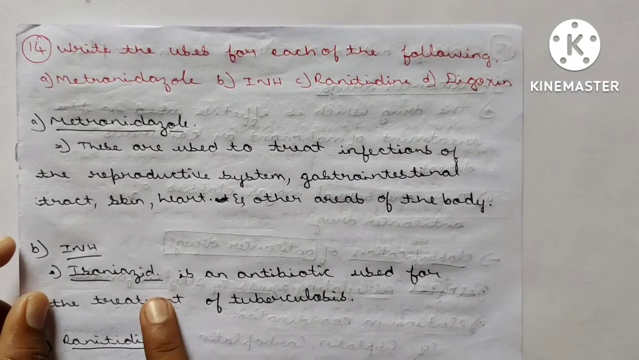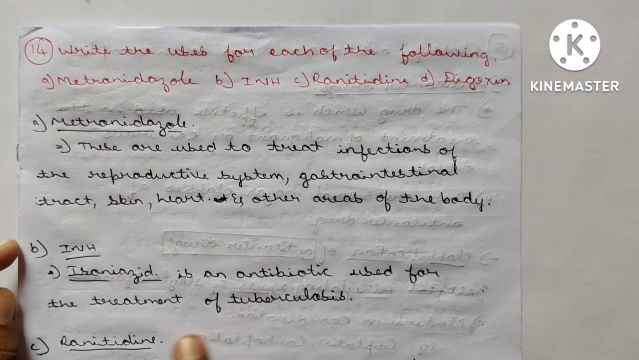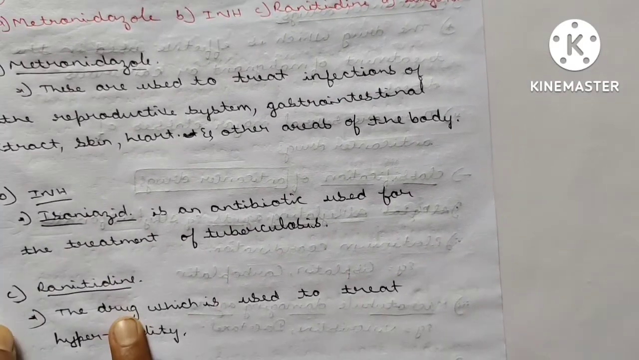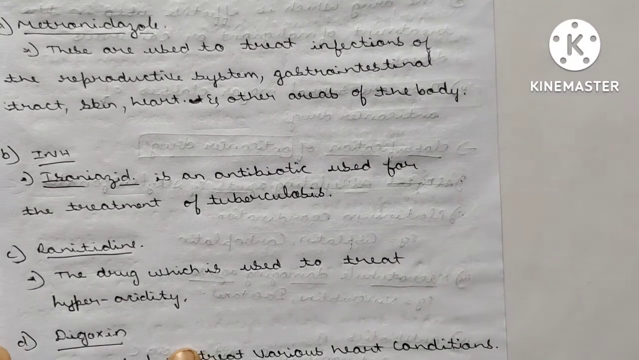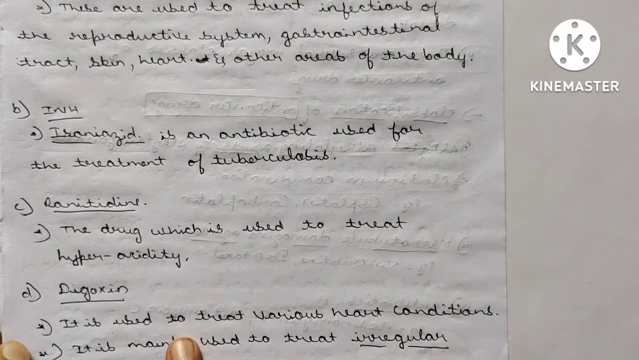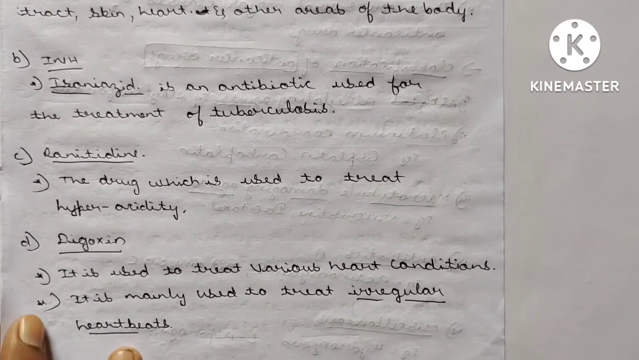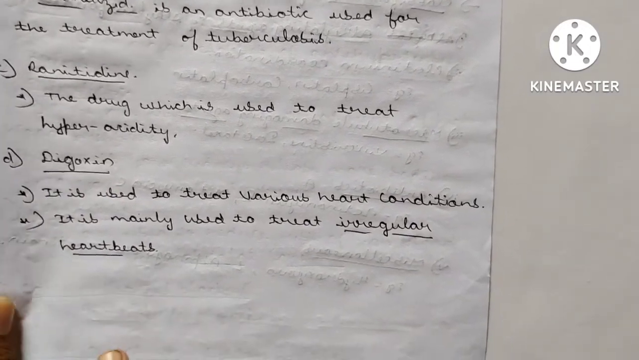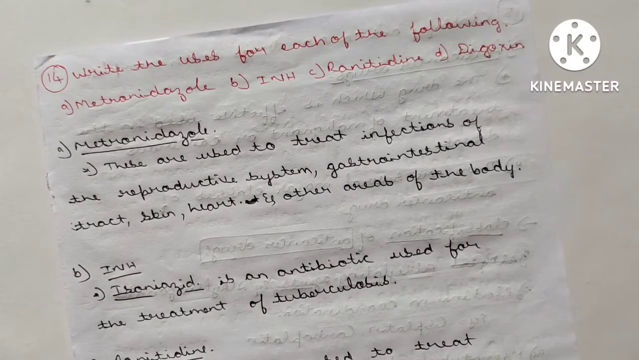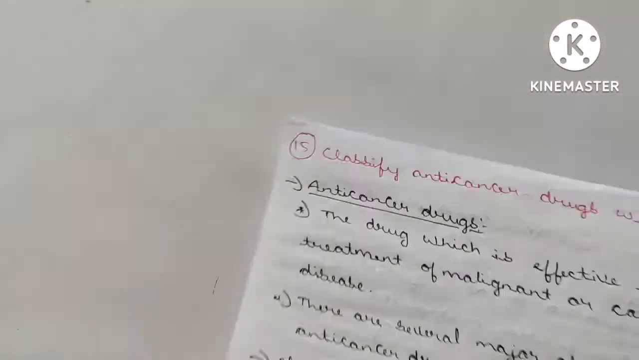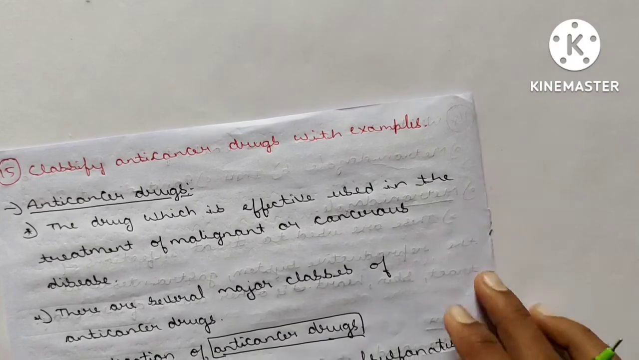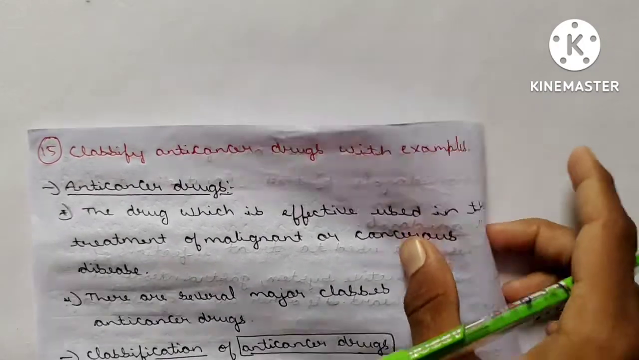Then INH, isoniazid, is an antibiotic used to treat tuberculosis patients. Then ranitidine is the drug used to treat hyperacidity. Digoxin is used to treat various heart conditions, mainly irregular heartbeats. Mainly it is used to treat BP and heart conditions, to decrease the heart rate or heart rhythm. Okay, simply these are diuretics.